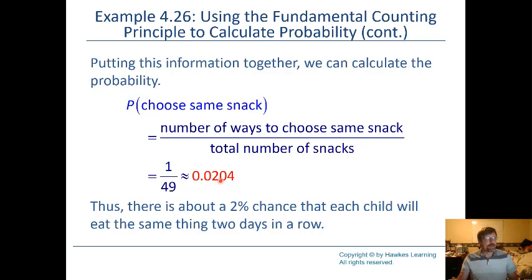Okay, so that gives you an example of how that's useful, another example besides with dice. And that is it for this section.